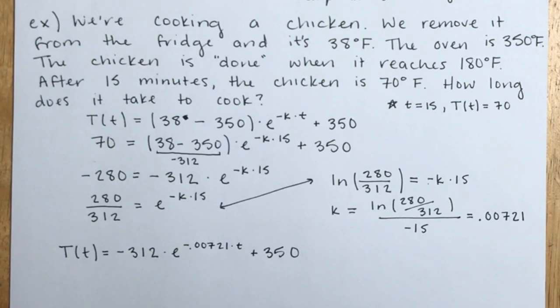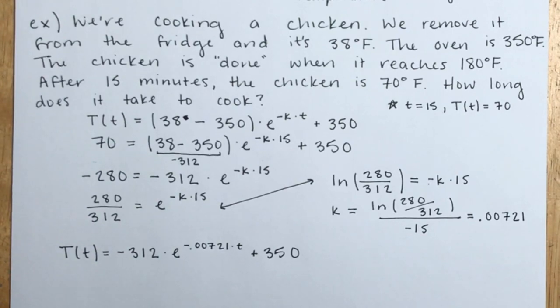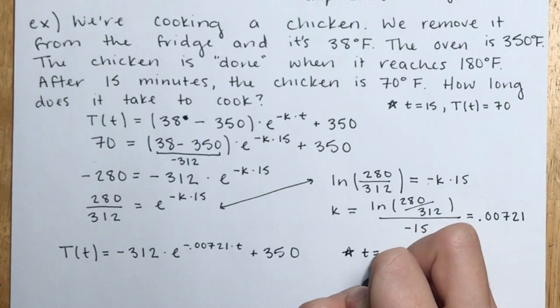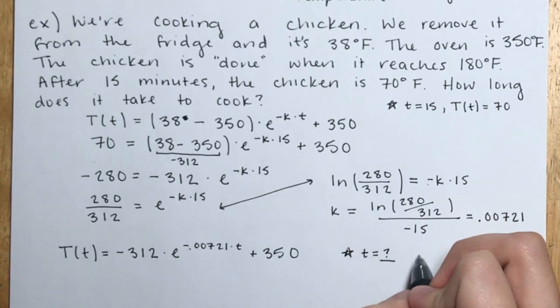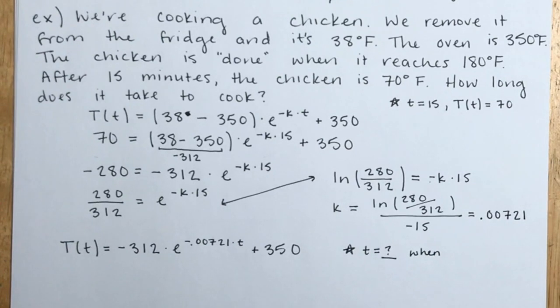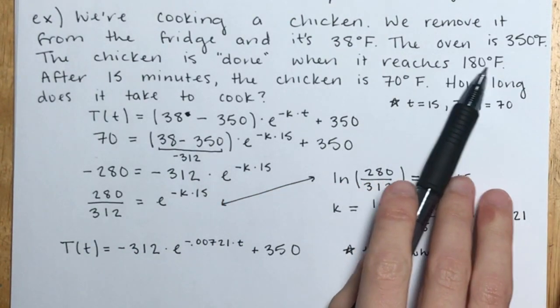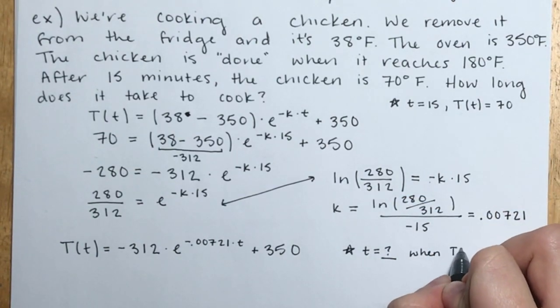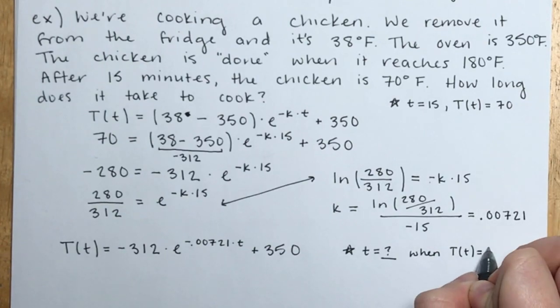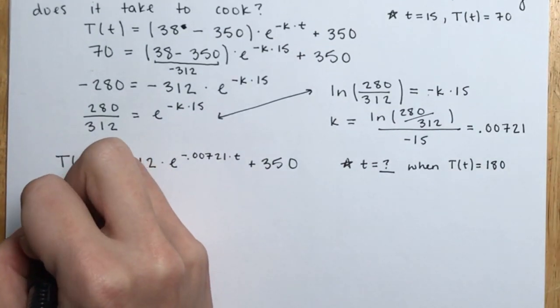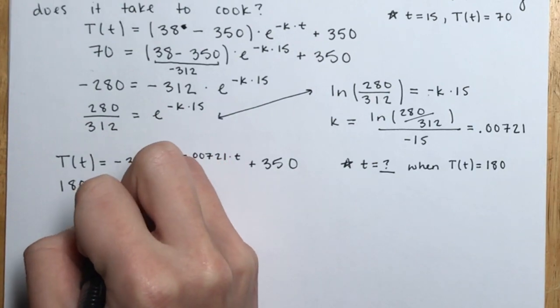We are not done. Our question, the full question, is asking us how long does it take to cook the chicken? So what is that asking mathematically? Well, it's definitely asking for a t value. How long, right? So t equals what? So how do we know when the chicken is done cooking? Well, we said that it's done when it reaches 180 degrees Fahrenheit. So in order for it to be done, we want our big T of little t to be 180. Looks like we've got to plug in 180 and solve for t. So 180 equals all of this.